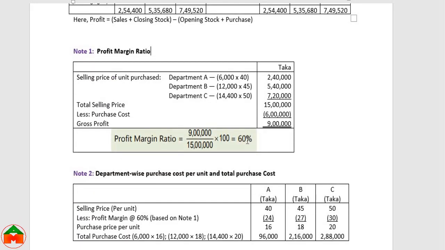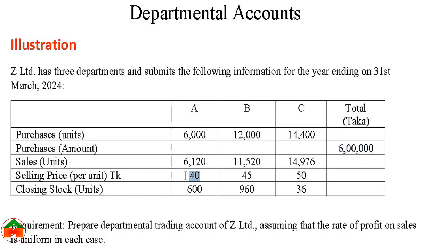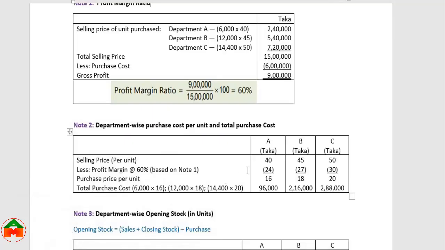So from this profit percentage, as you can see, the sales price per unit is 40, 45, 50. In the question you can see this is the selling price 40, 45, 50. So we have written 40, 45, 50, and from this selling price, as we can see, the profit percentage is 60%. So we will deduct this 60%.